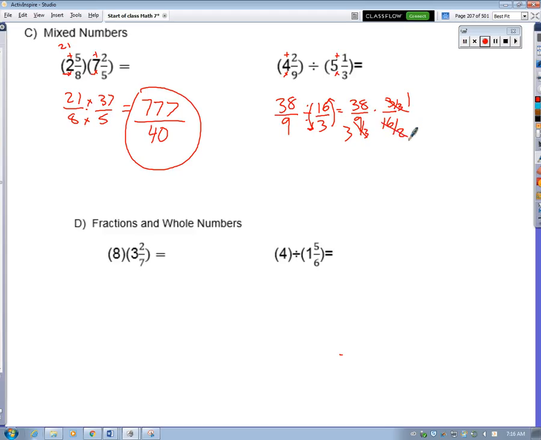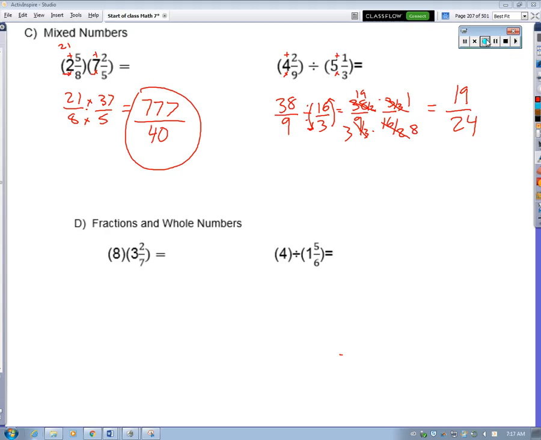16 divided by 2 is 8. 38 divided by 2 is 19. So I'm left with 19 times 1 and 3 times 8. And that's going to give me 19 over 24. Alright, and 19 over 24 is as far as that simplifies down.